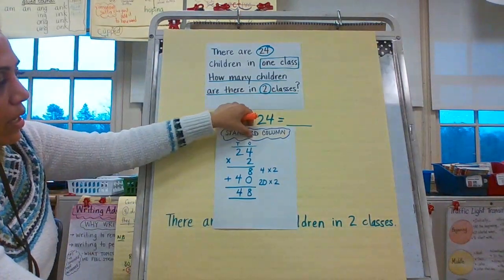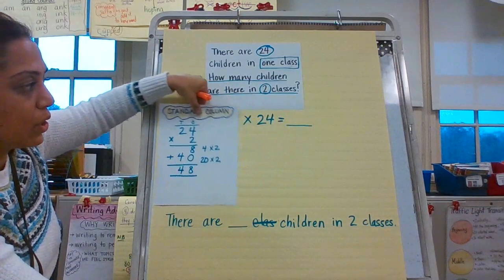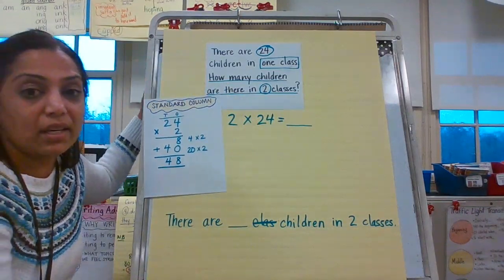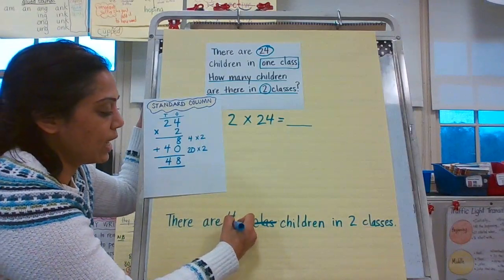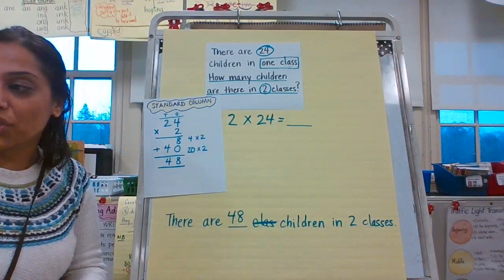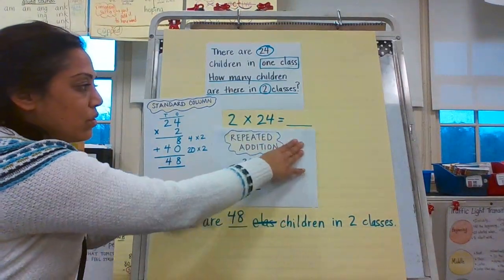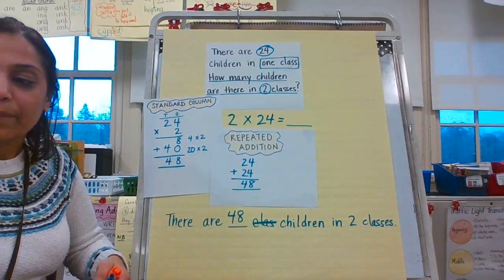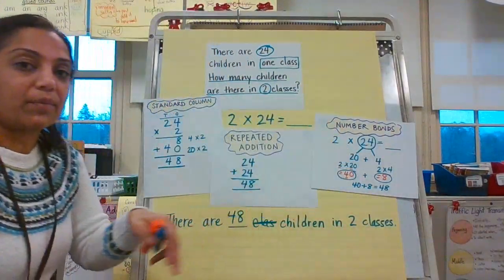Now, I'm not done because, like I have been encouraging in the classroom, when you have a word problem, you do need to respond to it using a sentence. Here's our sentence. We haven't completed it. So we're going to write 48 here. And just a review, these are the 3 different strategies that you can use to solve a multiplication problem.